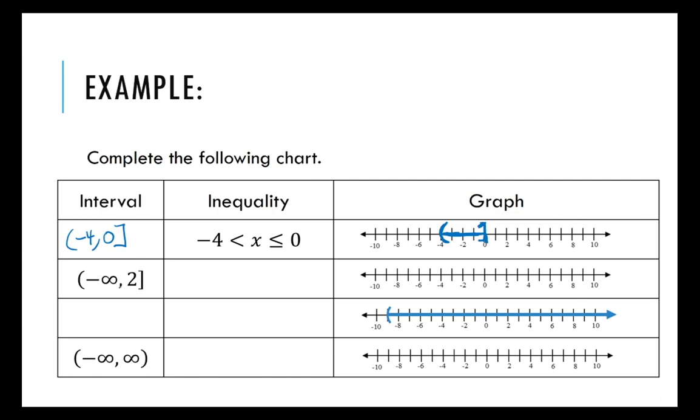Then we have from -infinity to 2. Well, what does that mean? That means we go as far left as possible. Once again, notice I put parentheses on -infinity because it's not a number, but it's everything up to 2, including 2. Well, that's really saying that the x value is less than or equal to 2. It could be anything to the left of 2, including 2. And so when I graph this, I just have a square bracket on 2 and everything to the left.